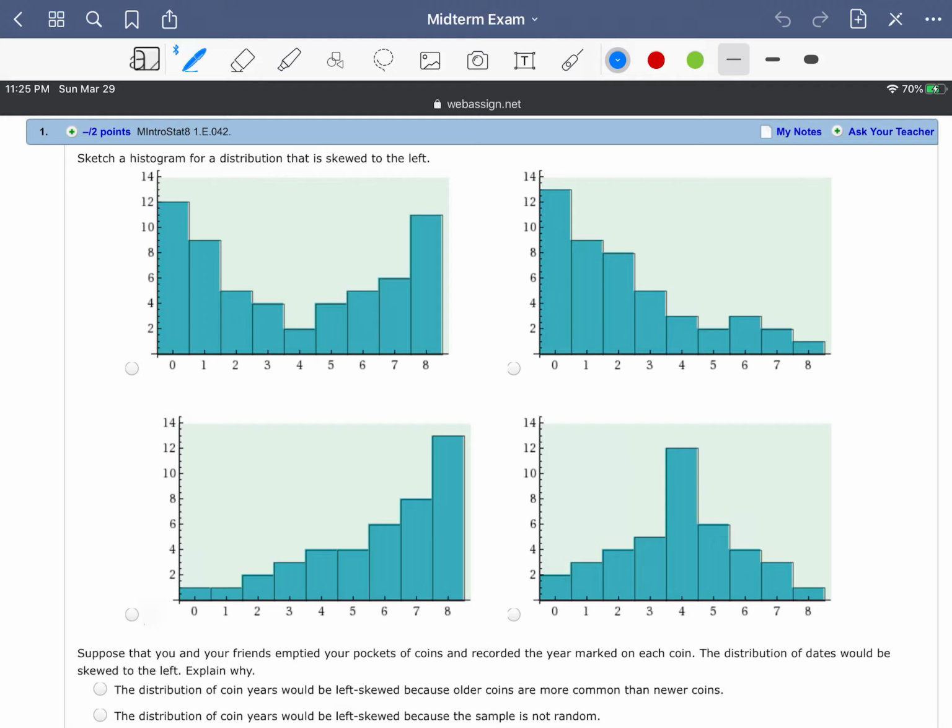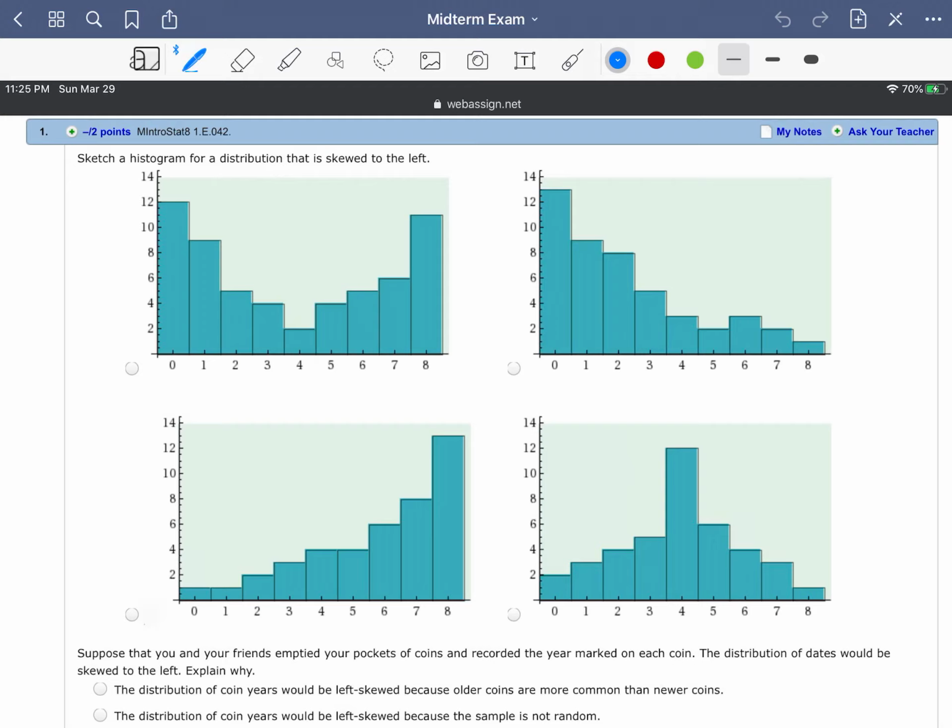Class consists of two parts. The first, we are going to review the midterm exam you just took, and then later we will proceed to learn chapter 6. So let's look at the midterm exam first.